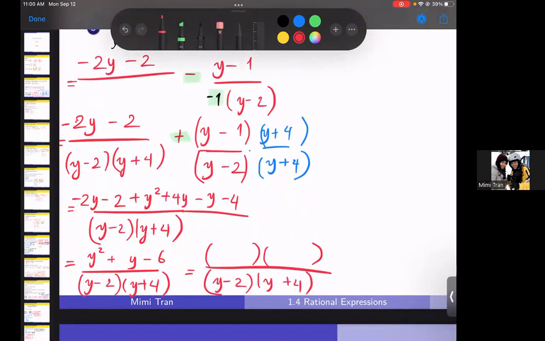You should be able to factor like a pro now for the one with the coefficient 1. Good. And then you can simplify that one with that one. So your final answer is y plus 3 over y plus 4.